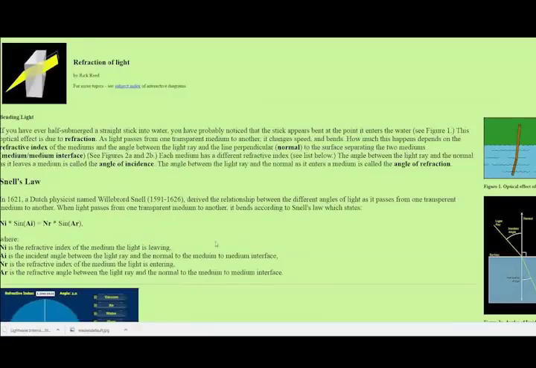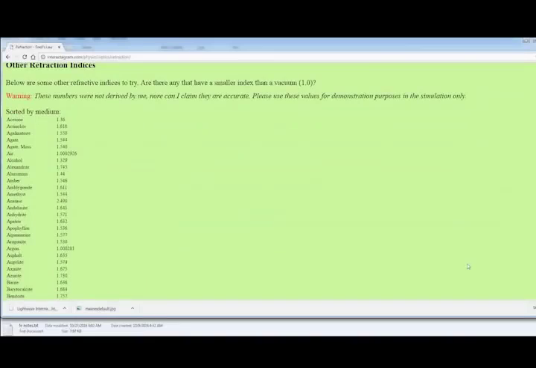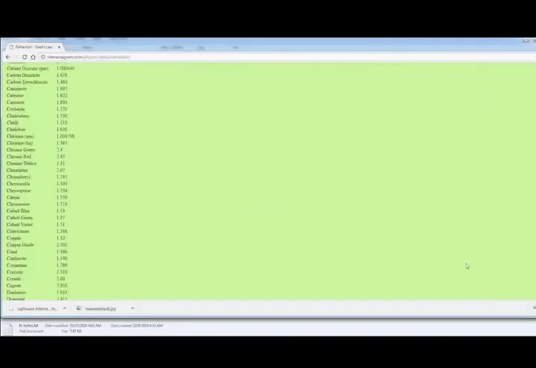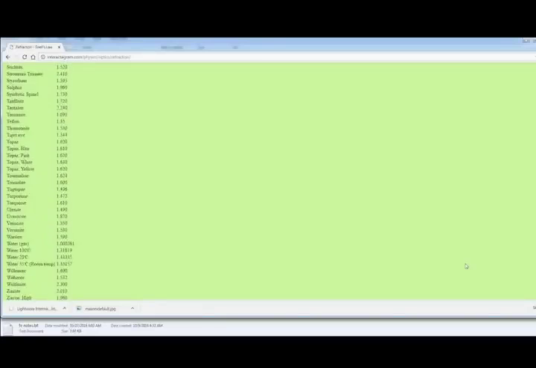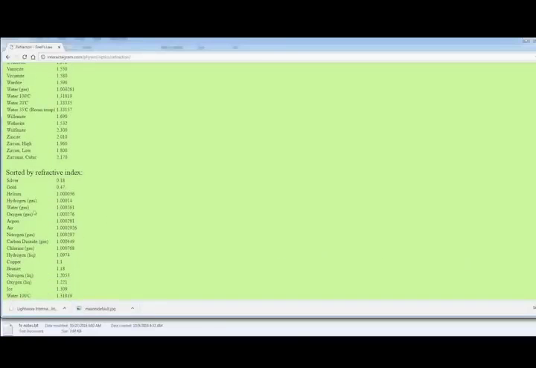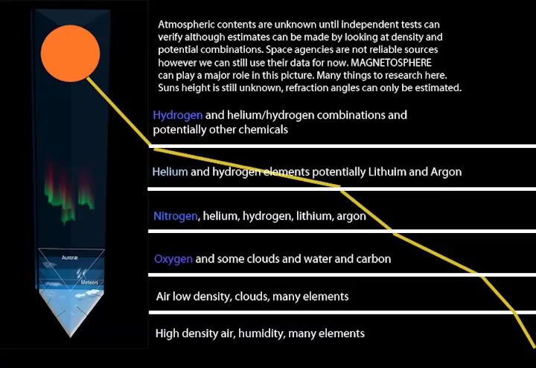Let's take a look at this site here. They sort some elements by their refractive index. Notice that there are still tons of materials not on this list, and they do state that the numbers need to be verified, but this is a great reference. So we can see that hydrogen is 4 times more refractive than helium, and lucky for us, hydrogen is more buoyant. So for the 300 or more miles of atmosphere, depending on how high you guess the sun to be, light will travel significant distances bent upwards towards the observer.